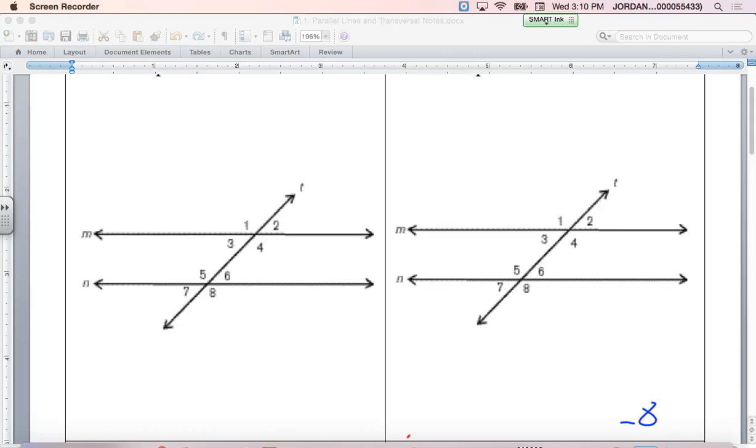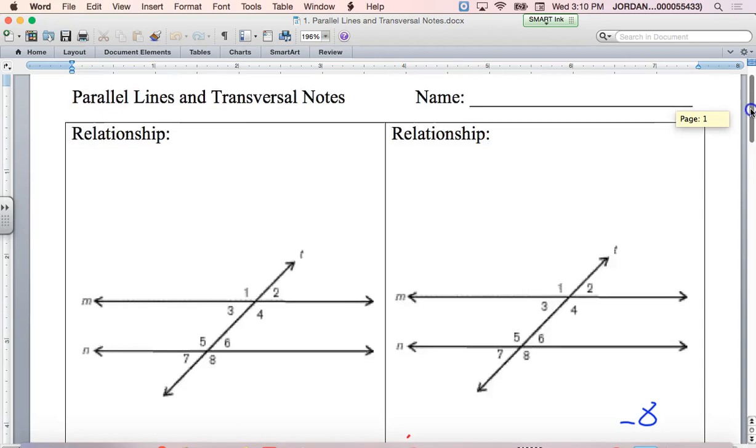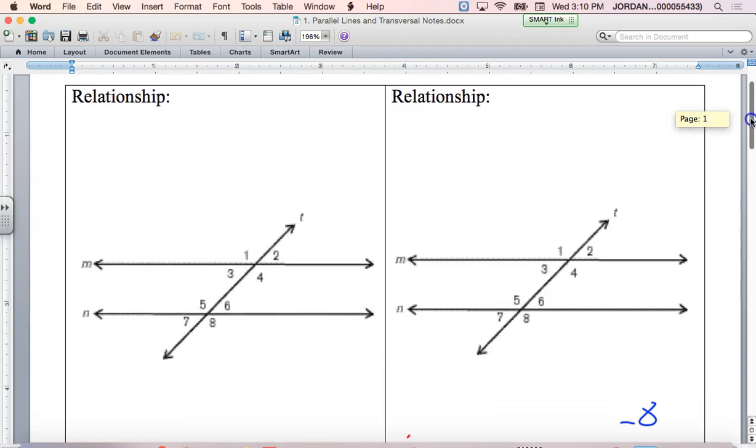Alright guys, so today we're going to be talking about something that you're probably pretty familiar with, something that you've used in the past, and that is the relationships that are created when you have two parallel lines that are cut by a transversal. So right here you can see in this picture we've got line N and M that are parallel, and then line T is a transversal because it's going through those two parallel lines.